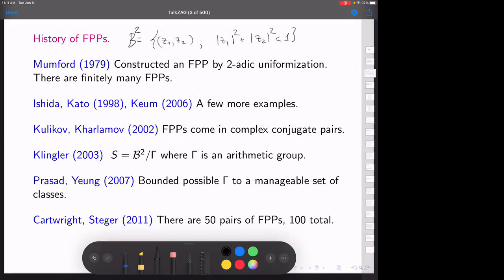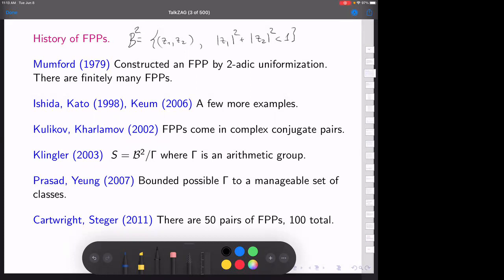But Prasad and Yeung were able to bound the possible gammas to a finite list, something like 20 or 30 different possible classes of groups, because essentially everything else gives you quotients that have too large a volume, so it's not worth bothering with them. And then Cartwright and Steger, with heavy Magma computer calculation, computed all the possible subgroups of finite index in these Prasad-Yeung classes. They came up with 150 in total, 50 pairs of fake projective planes. And by come up, I mean that they have explicit matrix elements that generate the discrete subgroup.